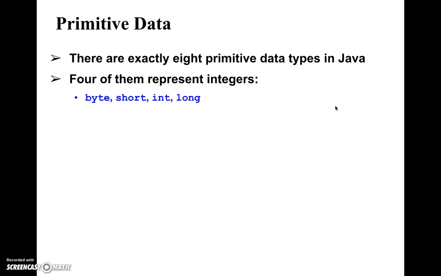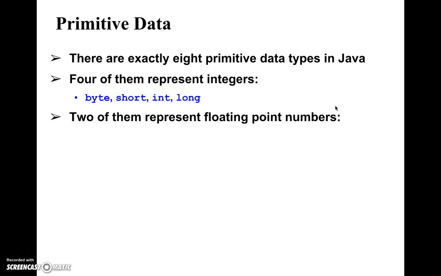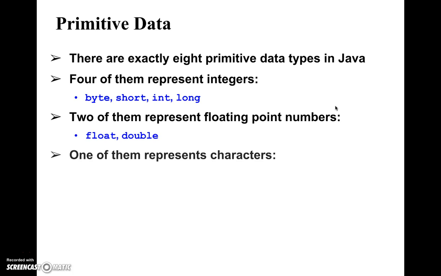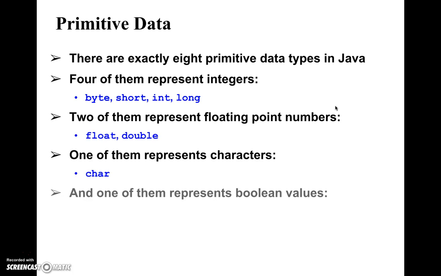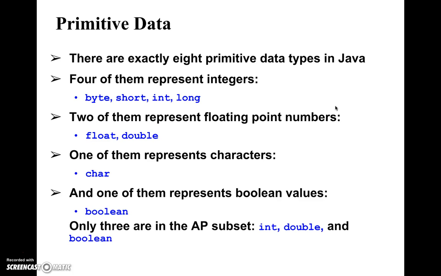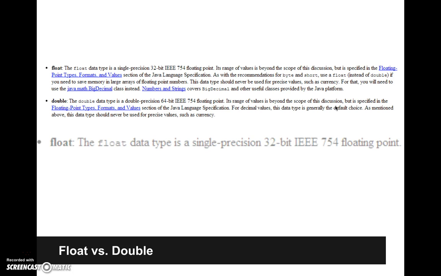We have 4 for integers: byte, short, int, long. We have 2 floating point numbers or decimals, float and double. We have the character, and then we have our Boolean values. For the AP exam, all we're really worried about is int, double, and Boolean. And it doesn't really matter. We're not going to be tested on this, but we have a float versus double.